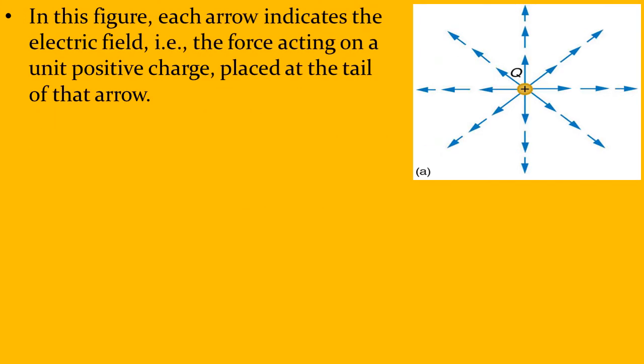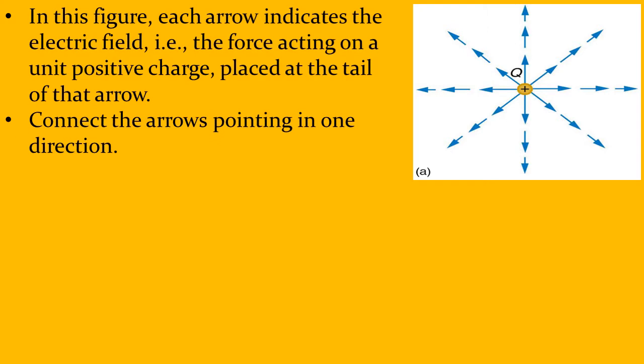Now in this figure, each arrow indicates the electric field at that point. This arrow indicates the electric field at this point. This arrow indicates the electric field at this point. Similarly, every arrow indicates the electric field at the base of that arrow.